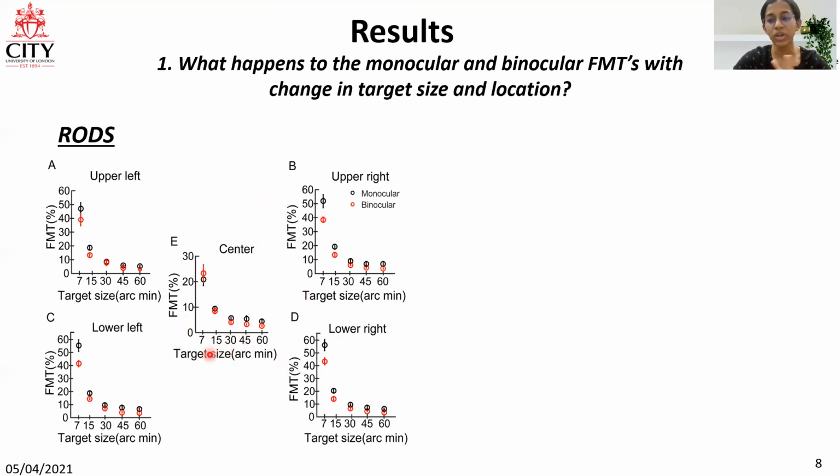Now, clearly, 2 critical points come out of these graphs. One is, yes, there is a difference in the monocular and binocular responses in all the quadrants and in the center. Number 2, a systematic reduction in the FMT has been noticed as the target size increased. There is a clear and significant reduction from 7 to 60. These are the 2 important points that came out.